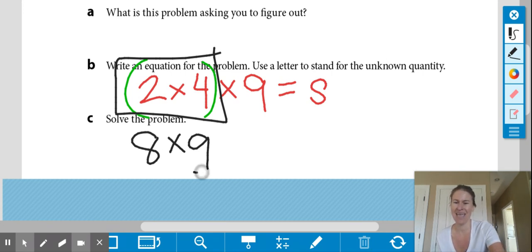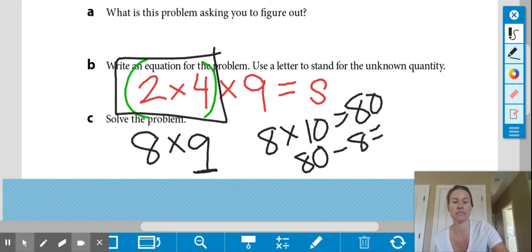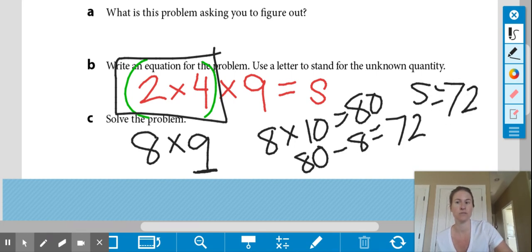But that's because I added another group of 8. Now I need to take away that group of 8. So again, I did 8 times 10 is 80. But I need to take away one group of 8. So now I'm going to do 80, take away 8 is 72. So S stands for 72.